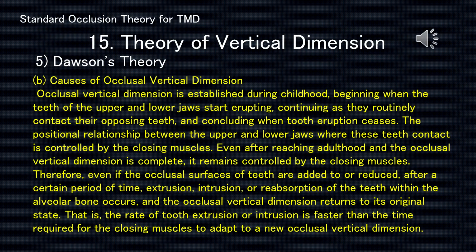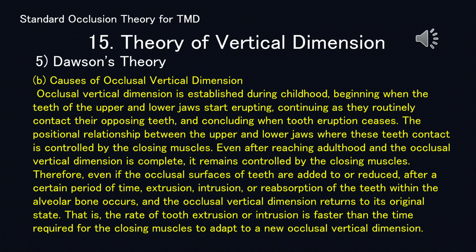B. Causes of occlusal vertical dimension. Occlusal vertical dimension is established during childhood, beginning when the teeth of the upper and lower jaws start erupting, continuing as they routinely contact their opposing teeth, and concluding when tooth eruption ceases. The positional relationship between the upper and lower jaws where these teeth contact is controlled by the closing muscles.